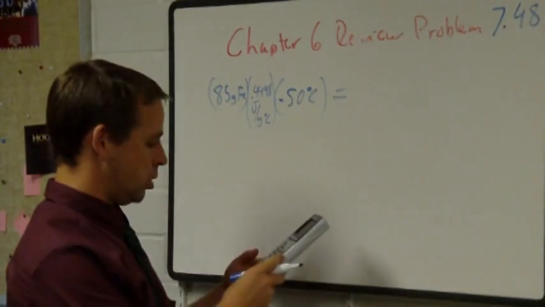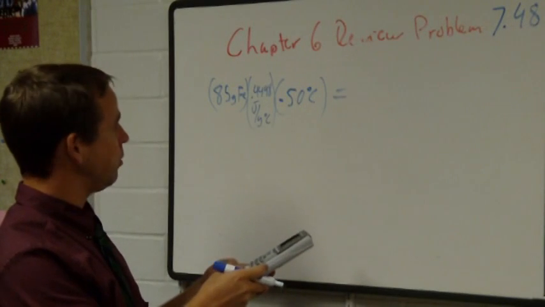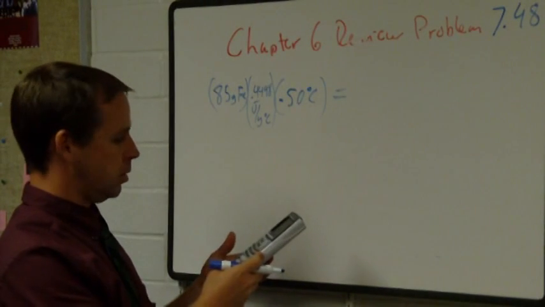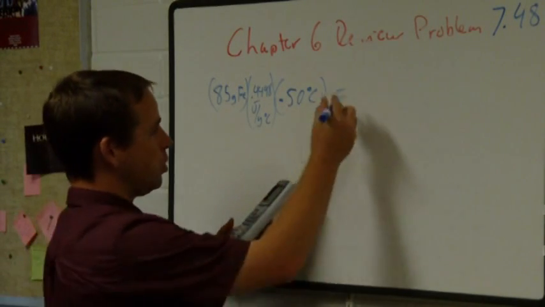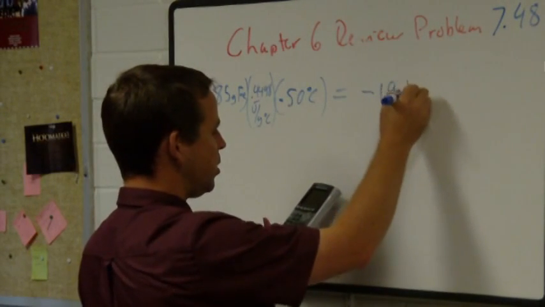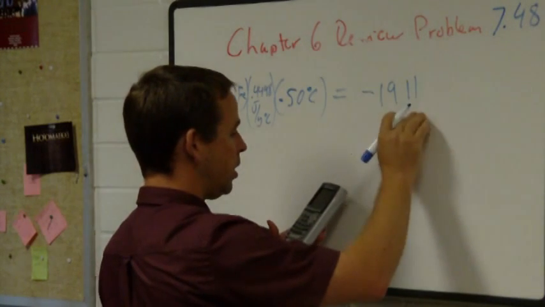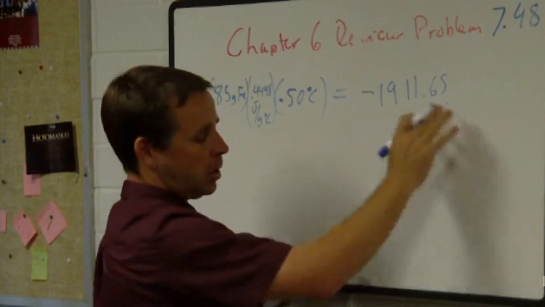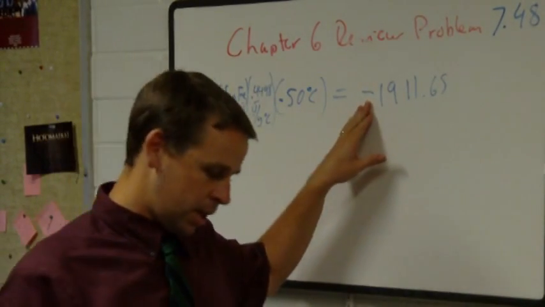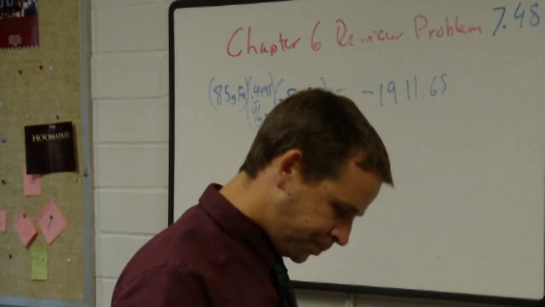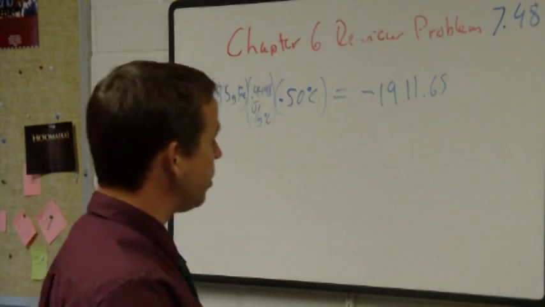All right? So that's 85 times 0.4498 times negative 50. So this is the energy change, negative 1,911.65. That's the energy change, and it's energy given off, right? Negative sign there. So how many grams of water can be heated to 25 degrees Celsius?